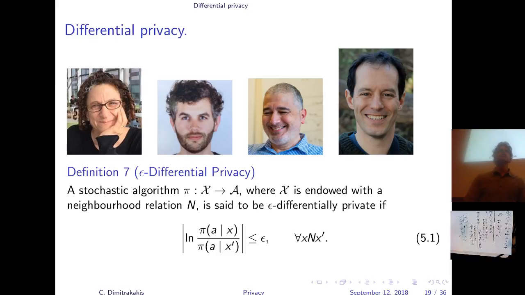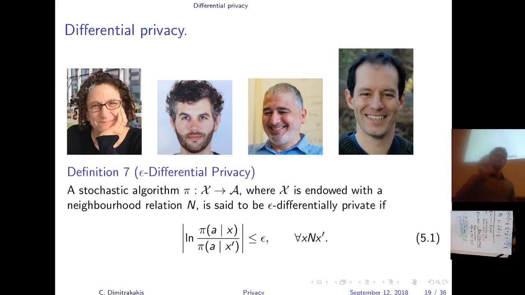Because even if you knew everything else about the database, so if you knew exactly what everybody's data was, let's say he knew everybody's data apart from yours, you can imagine every possible data you could have and put it in the algorithm and see the probability of getting different outputs for the algorithm.